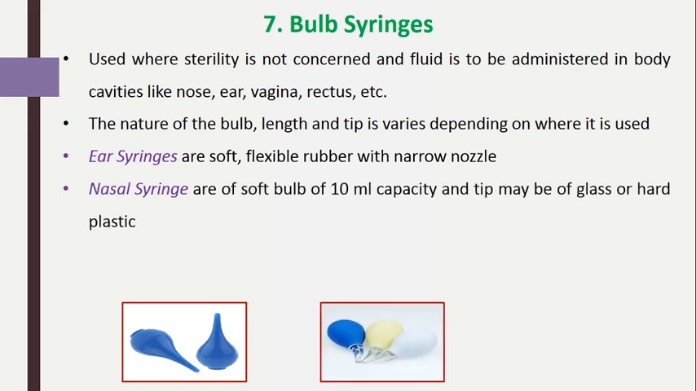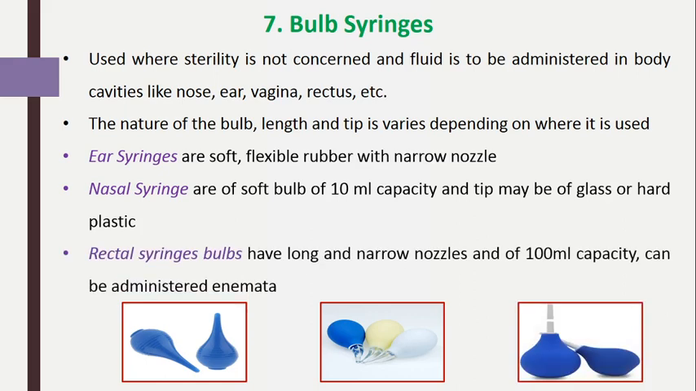Another syringe, that is a nasal syringe. Here the name itself indicates that this particular syringe is used to introduce or insert liquid medicine into the nasal cavity. These are soft bulbs having 10 ml capacity, and the tip may be glass or hard plastic. You can see in this picture the tip made of glass material, and the bulbs made of rubber material.